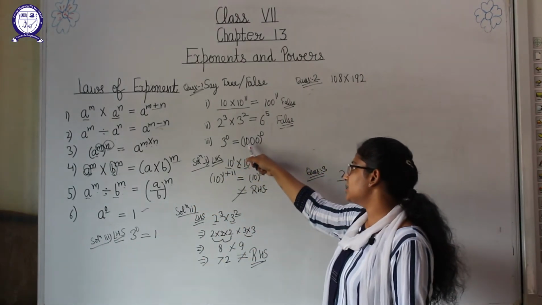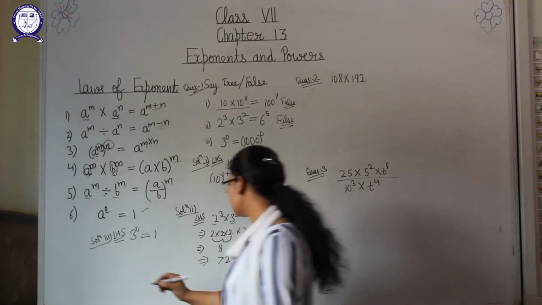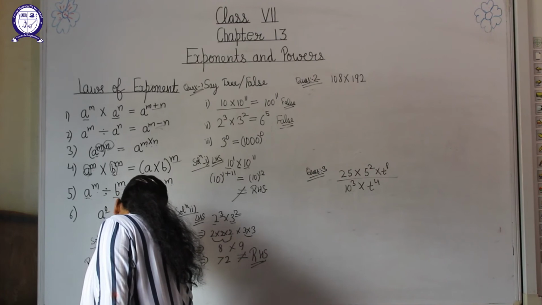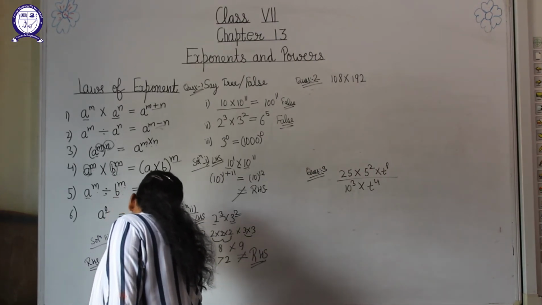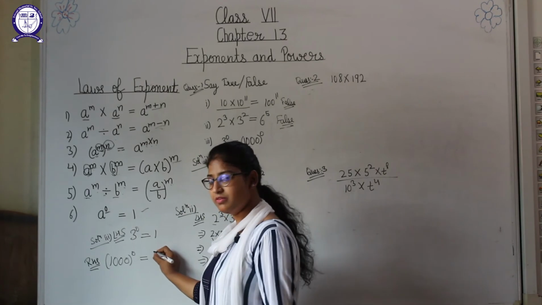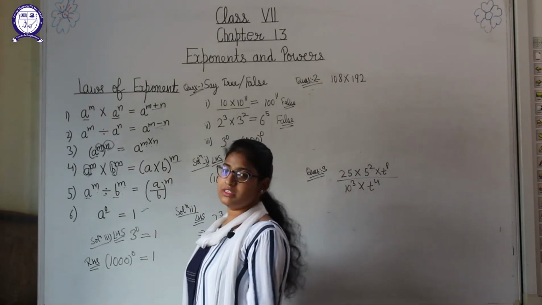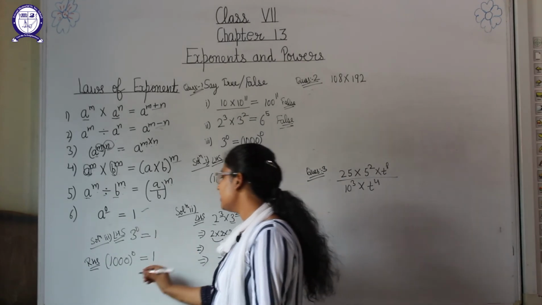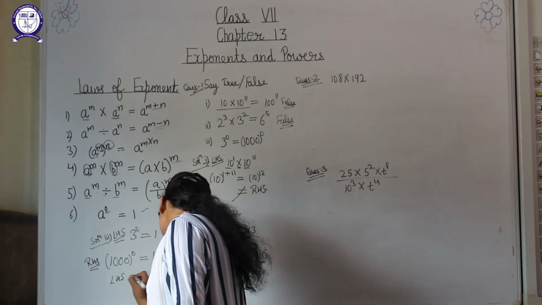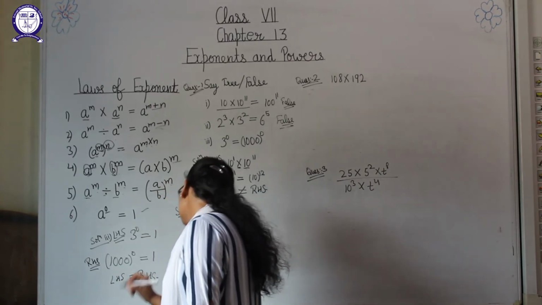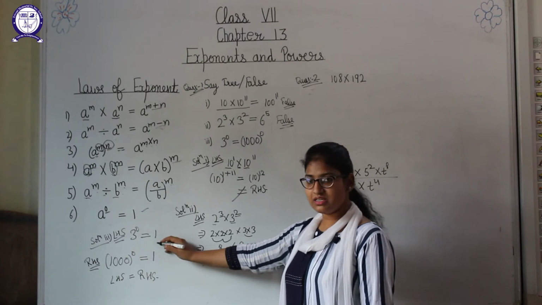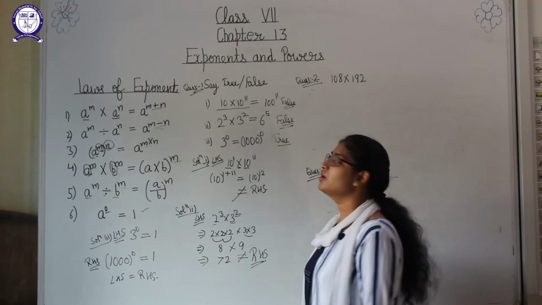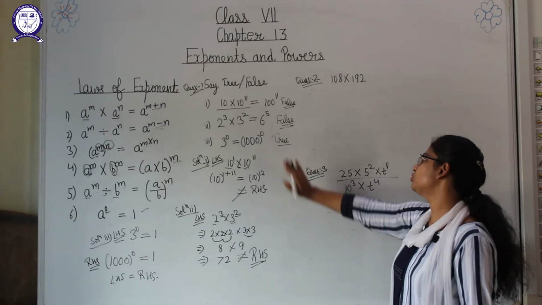Now we will solve RHS. RHS is 1000 raised to the power 0. So what will we get as an answer? Same, 1, because for any number, if its power is 0, then we get the answer 1. Okay, so here we get that LHS is equal to RHS, because in both cases we are getting 1 as our answer. It means this statement is true.